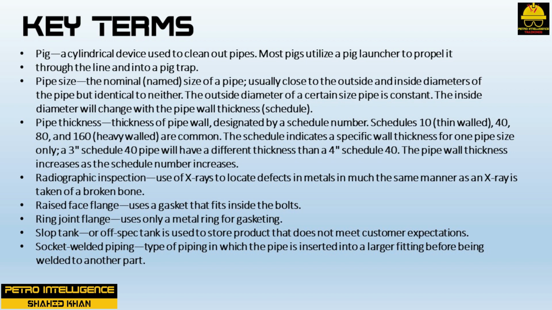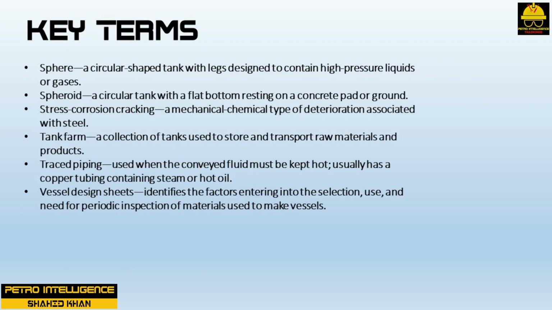Raised face flange uses a gasket that fits inside the bolts. Ring joint flange uses only a metal ring for gasketing. Slop tank or off-spec tank is used to store product that does not meet customer expectations. Socket welded piping is a type of piping in which the pipe is inserted into a larger fitting before being welded to another part. Sphere is a circular-shaped tank with legs designed to contain high-pressure liquids or gases.